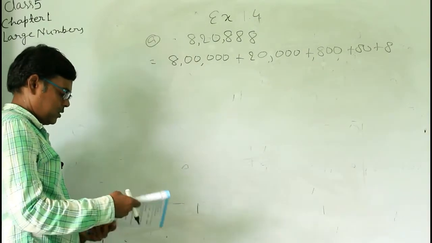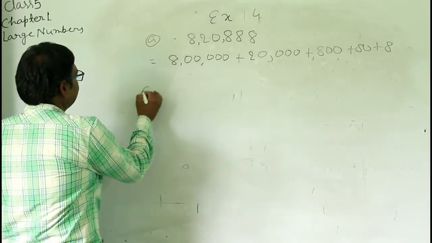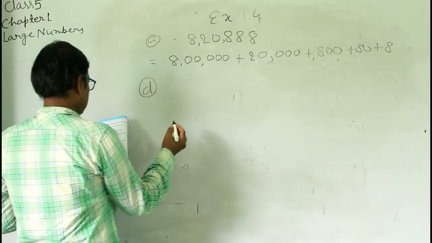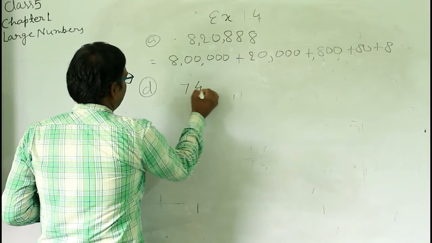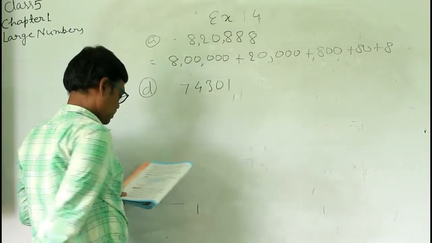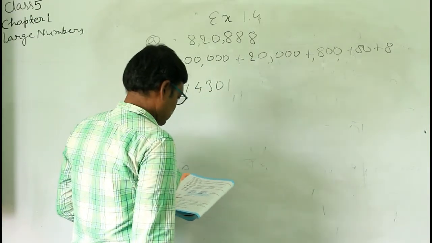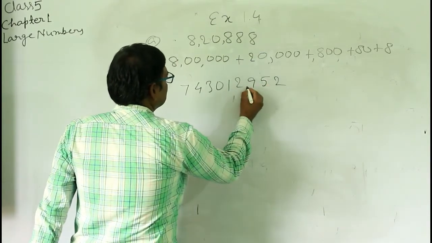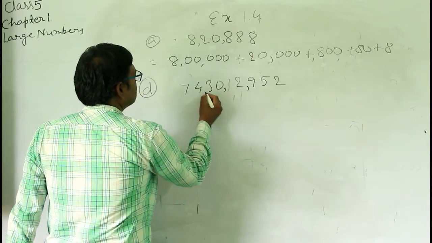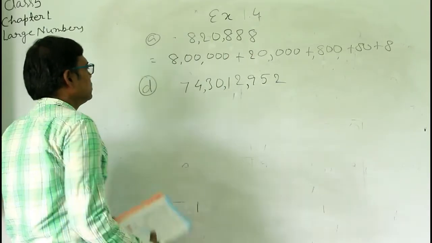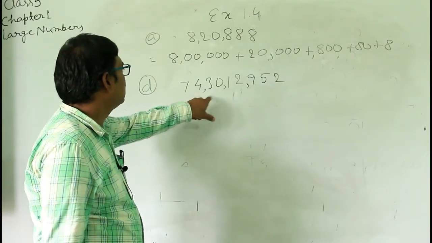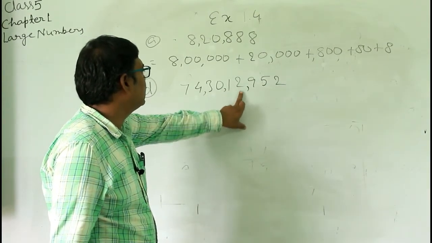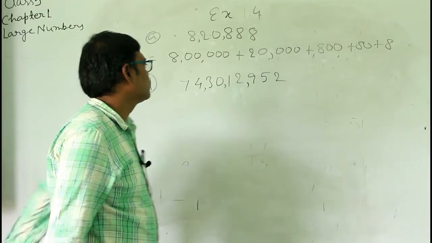And the last one is D. In this case, it is 74301, 2952. So first put the commas here and here. Now what is this number? This is 74 crores 30 lakh 12,952. So this is the number.